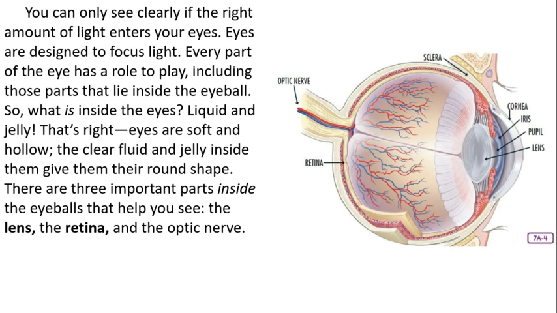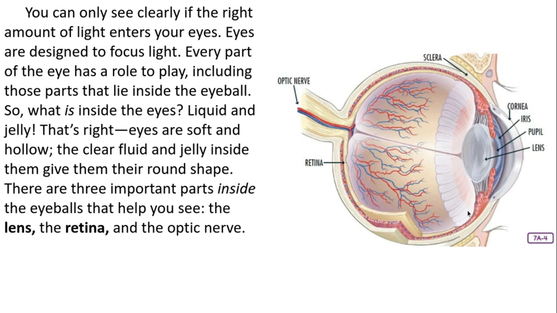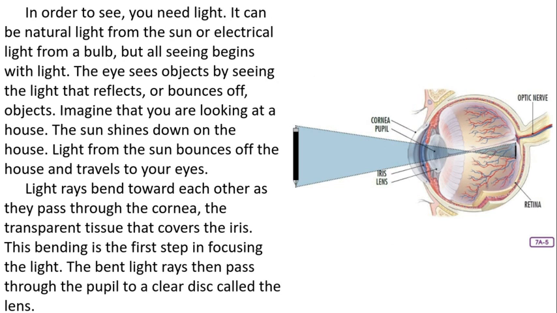There are 3 important parts inside the eyeballs that help you see: the lens, the retina, and the optic nerve. Do you see them in this picture? The optic nerve is in the back, the retina is also in the back, and the lens is in the front. In order to see, you need light. It can be natural light from the sun or electrical light from a bulb, but all seeing begins with light.